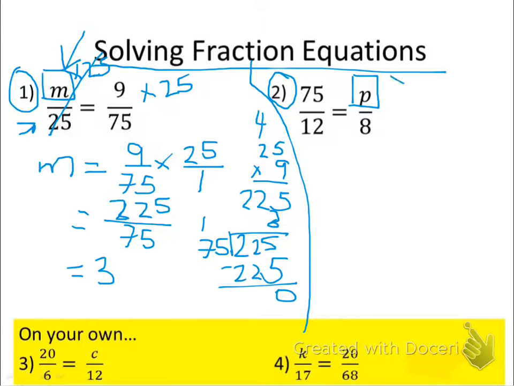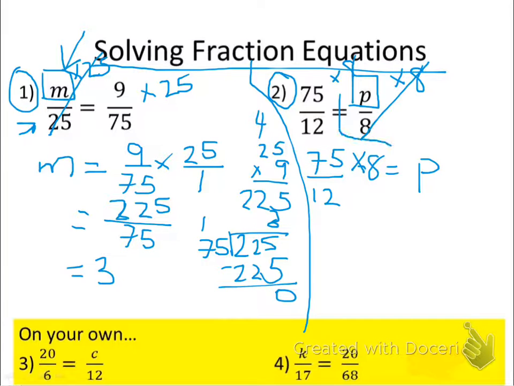So we're going to multiply both sides by 8 to get rid of that divided by 8. If we multiply p divided by 8 times 8, it cancels it out. Then we have 75 over 12 times 8 equals p. Now, my equal signs are not lined up here, and I know that, but I'm going to show the reader that it needs to go over here.